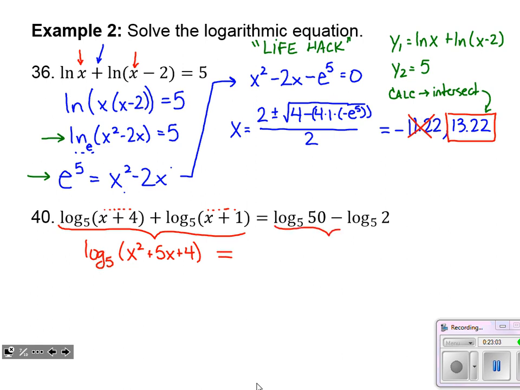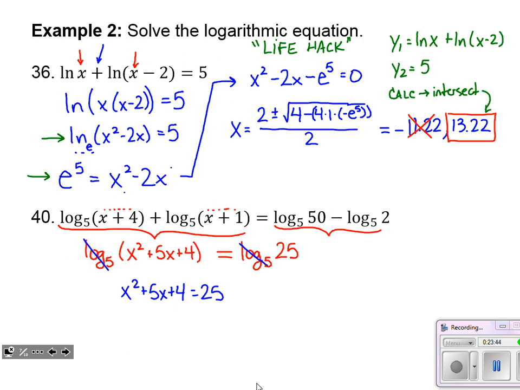On the right-hand side, to smash these two together, I know that's the same as one log base 5, and since those logs are subtracted, it's division in the arguments. 50 divided by 2 inside would be 25. All right, look at the condensing that we've done. Now I've got one log base 5 equals another log base 5. I can drop the logarithms, because if they're going to be equal, their arguments have to match. And my equation becomes x squared plus 5x plus 4 equals 25.